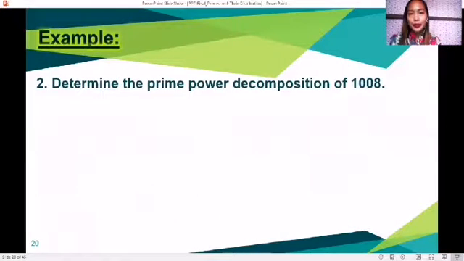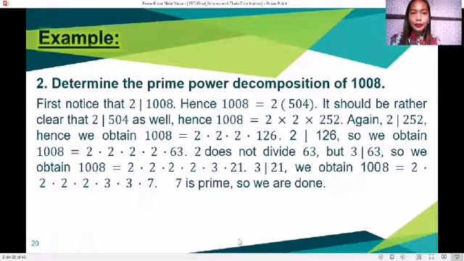Example number 2. Determine the prime power decomposition of 1008. First, notice that 2 divides 1008. Hence, 1008 is equal to 2 times 504. It should be rather clear that 2 divides 504 as well. Hence, 1008 is equal to 2 times 2 times 252.